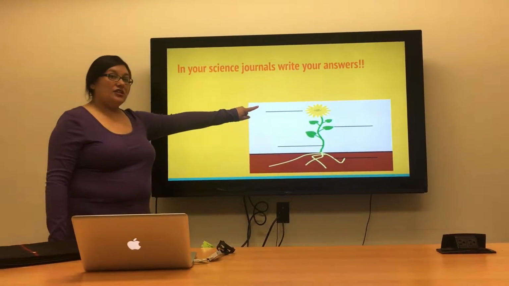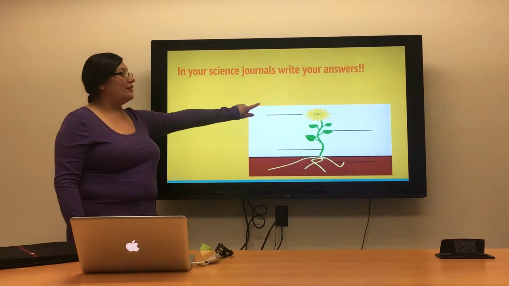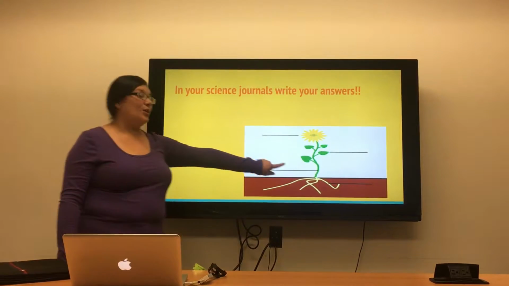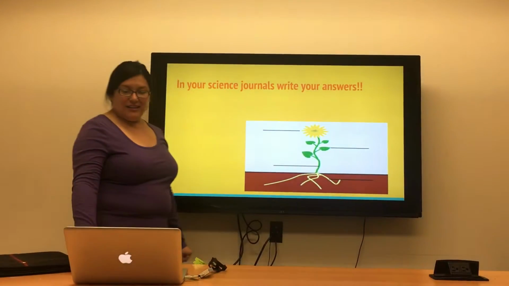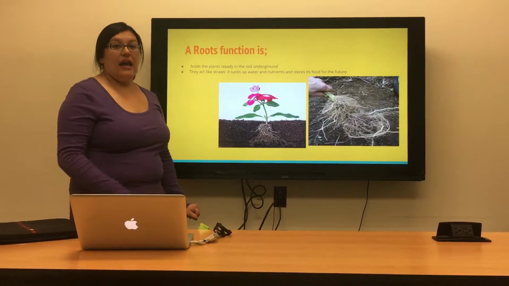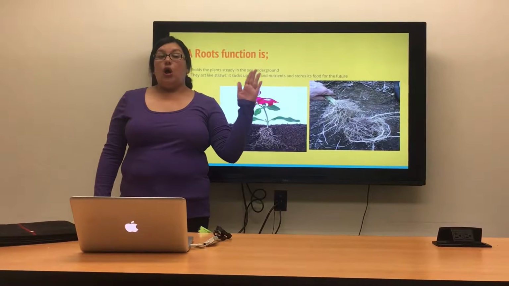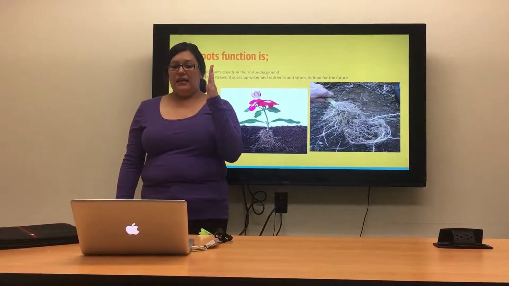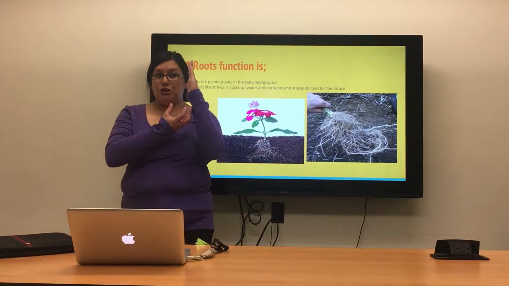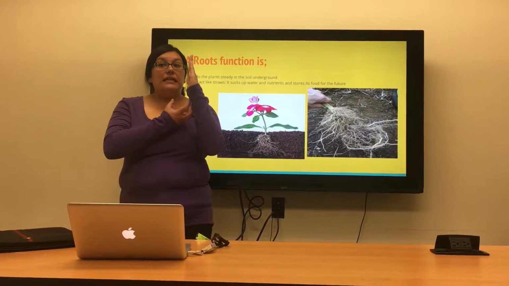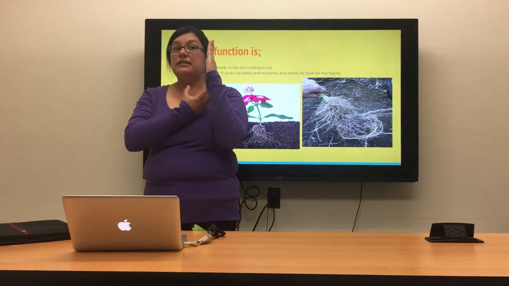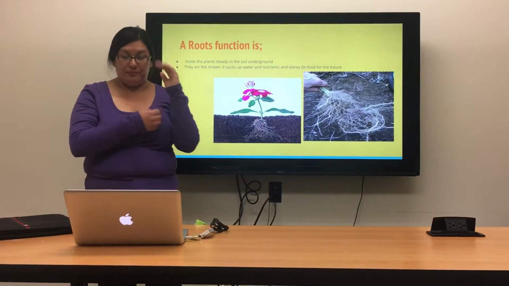So I'm going to point out the first line and we're going to say it together as a class. Flower, leaves, stem, roots. Good job. Now, we're going to go over the functions of each part. A root's function: it holds the plant steady, and it's like a straw. It's going to suck up the water and the nutrients, and it's also going to keep the food here and store it for the future. So when it comes down to winter and the summer, it's going to help the plant grow.